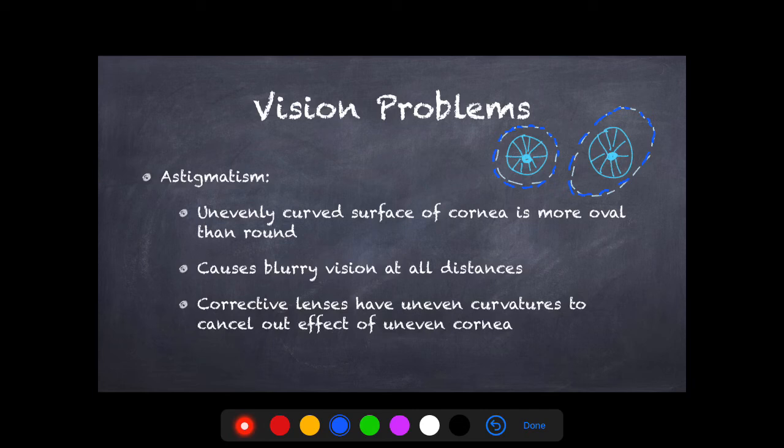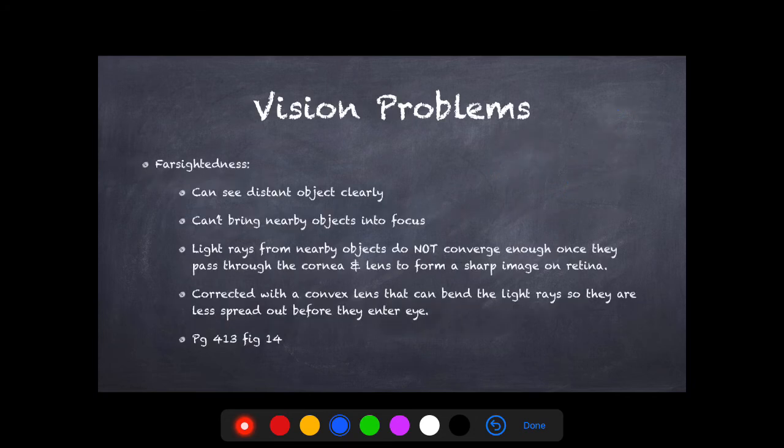And this weird oval shape is going to cause you to have blurry vision when you're looking at an object. And this is when you're going to need a corrective lens, like glasses, which is going to help balance out that uneven curve of your cornea. So the corrective lenses are also going to have an uneven curve to cancel out the uneven curve in your eye. Okay, so they're both going to have an uneven curve, but the uneven curve in your corrective lenses, like your glasses, is going to cancel out the uneven curve in your cornea.